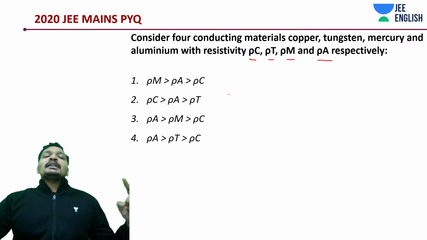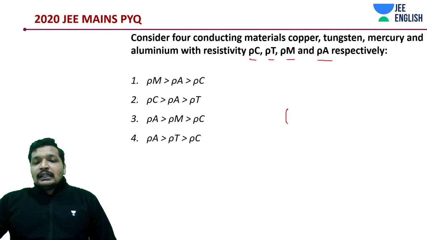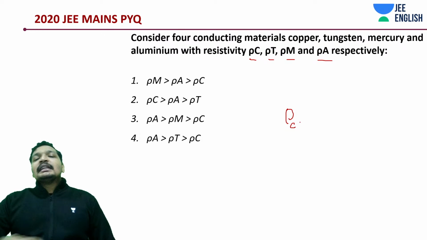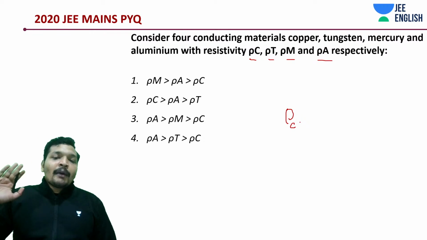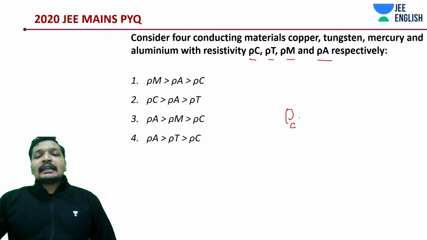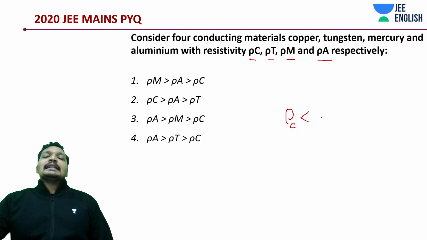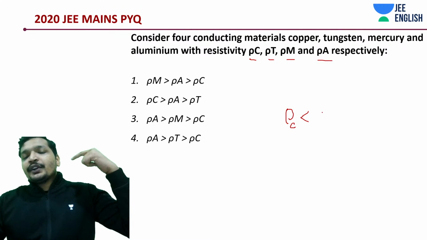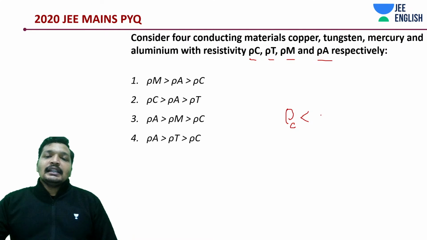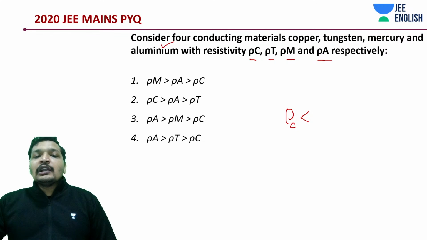Do remember one thing. Rho C is always going to be the least of the given things. Why? Copper is a good conductor of electricity, hence copper is going to have the least resistivity. And then comes which metal? Aluminium.